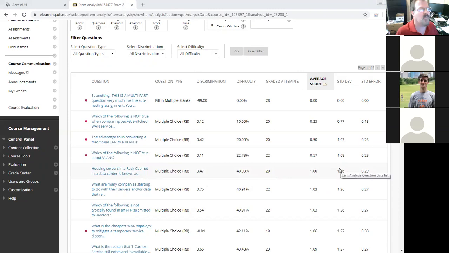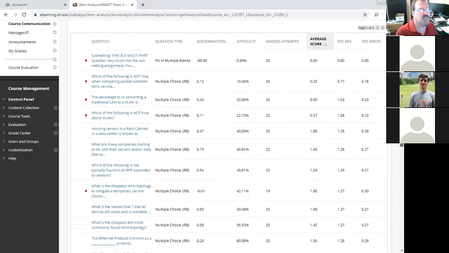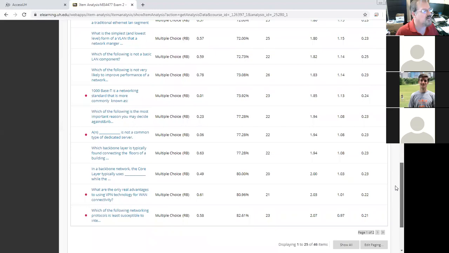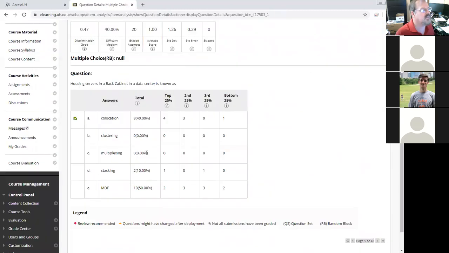Most of you guys look like you did pretty good on most of the multiple choice questions, but let's go through some of them here. Housing servers in a rack cabinet in a data center is known as co-location. You guys understand that? Looks like very few of you got this question, but it's called co-location.